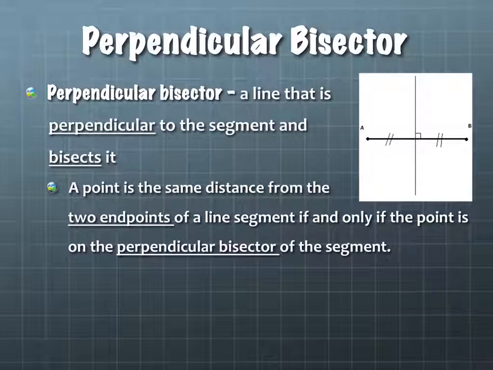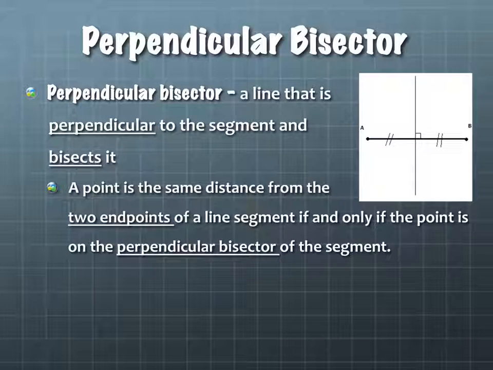In order to be a perpendicular bisector, it has to be perpendicular, right? So it has to form these 90-degree angles. And bisector means that it cuts something in half. All right, so if we're wanting the perpendicular bisector of AB, it's got to cut AB in half, and when it cuts it in half, it's perpendicular to the line AB itself.